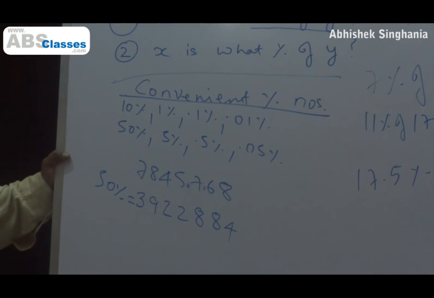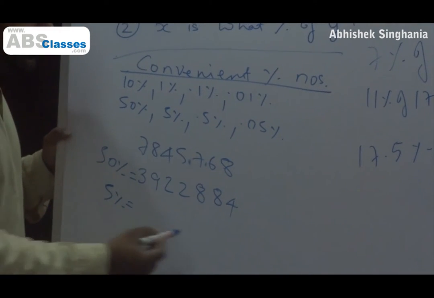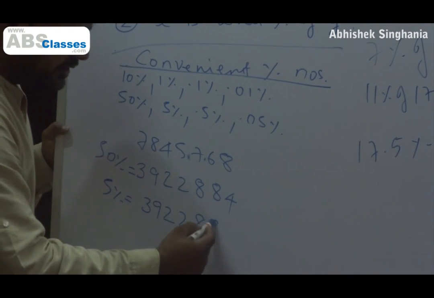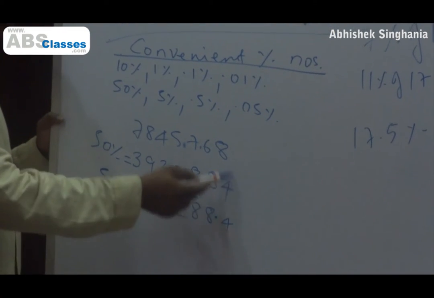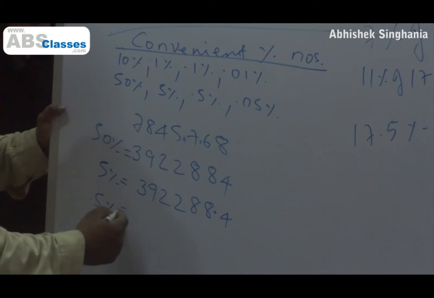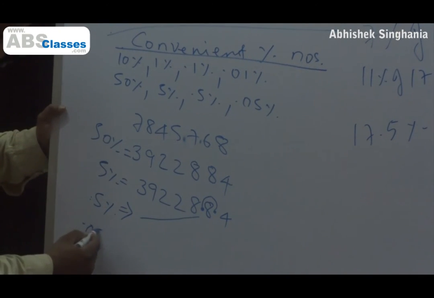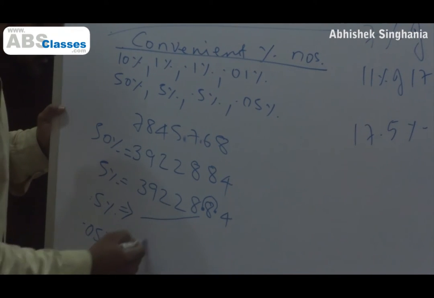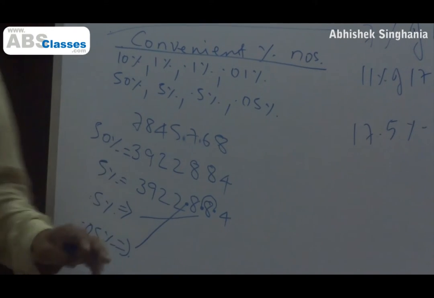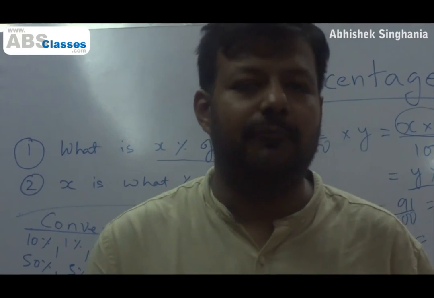Now, once I have my 50%, 5% is nothing but the same as 50%. There is no difference between 50% and 5%. All I need to do is play around with my decimal point. So what is my 5% then? 392288.4. I just shift the decimal point one place to the left. And carrying on, what is my 0.5%? Therefore, it is nothing but this decimal coming another one place to the left. What is my 0.05%? Again, one more shift for the decimal point. 3922.884 is my 0.05%. Which means all these numbers are very easy to calculate, and therefore we will try to use them as much as possible for our calculation of percentage.